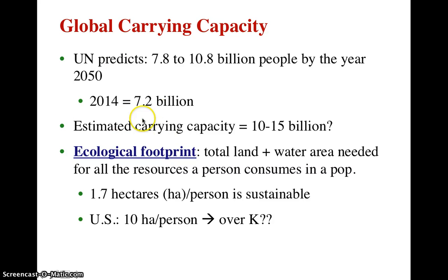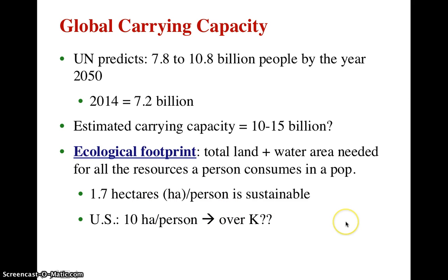Okay, and then because we have this crazy prediction at the year 2050, we also need to worry about the fact that, well, does Earth have carrying capacity? Well, we predict that Earth carrying capacity is around 10 to 15 billion. Okay, so we're pretty close, and we actually have a crazy ecological footprint throughout the world. And basically, ecological footprint is talking about total land plus total water area needed for all the resources a person consumes in a population. Okay, so these are the stats.